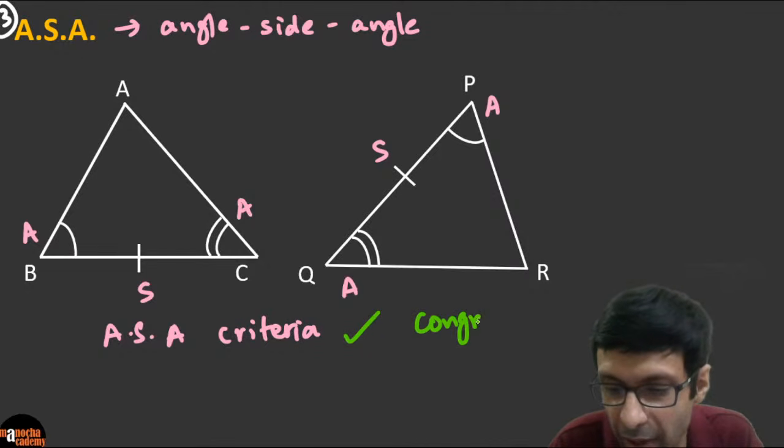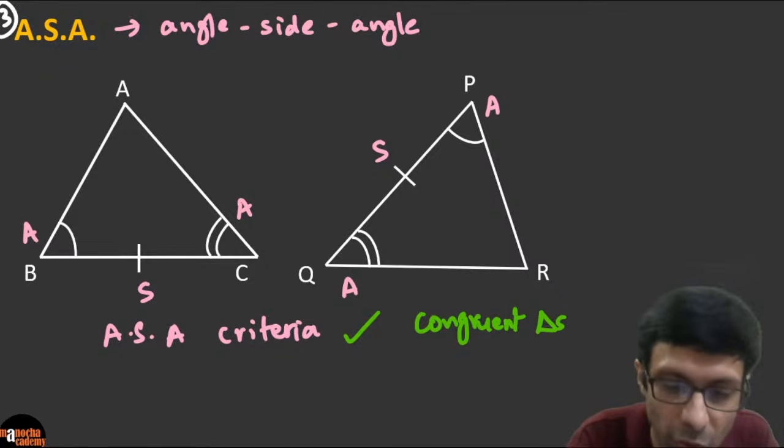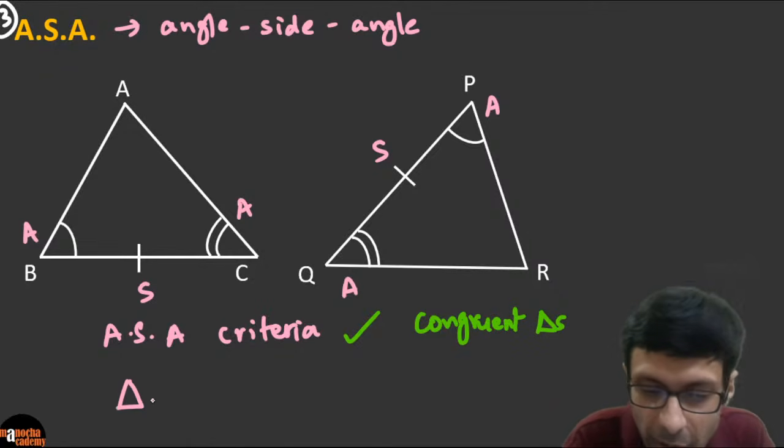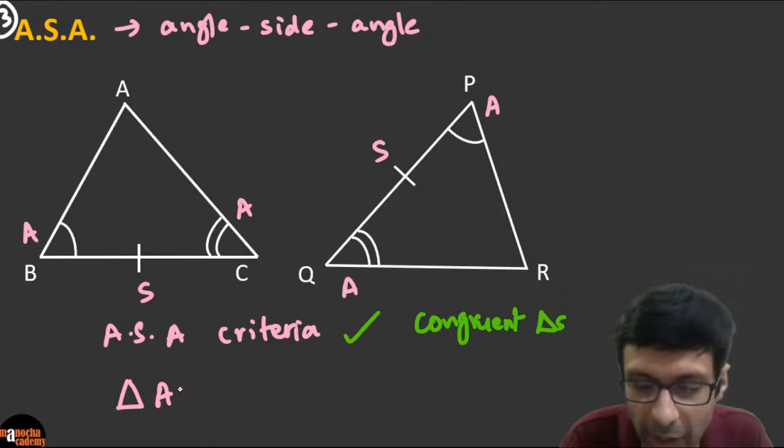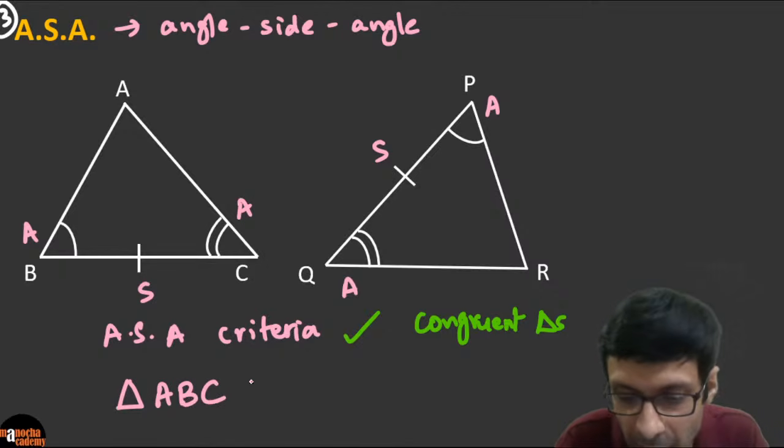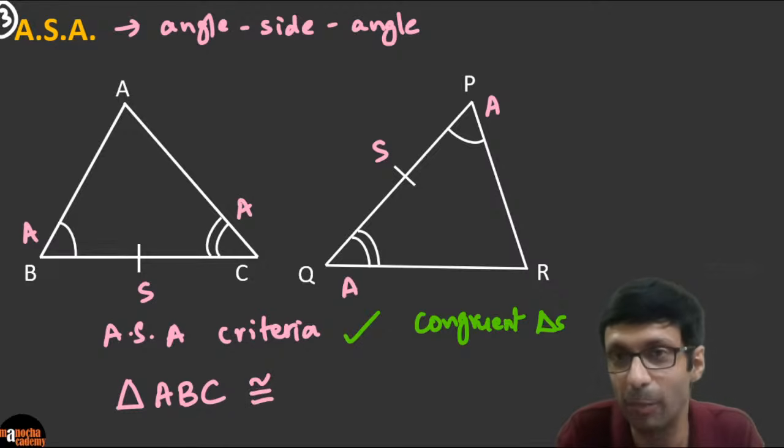So congruent triangles. Again, the key is how do you write them? So remember the rule to write it. For the first triangle, you don't have to bother. Just write any order, the convenient one. ABC is congruent to? Now comes the tricky part.